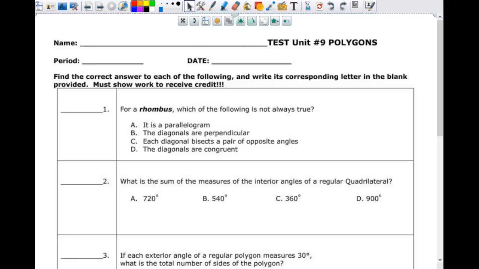For a rhombus, which of the following is not always true? I don't know what else to tell you other than you're given notes. This was literally word for word out of your foldable. So as long as you had your foldable, this should have been an easy answer.